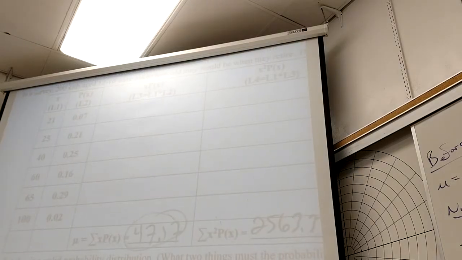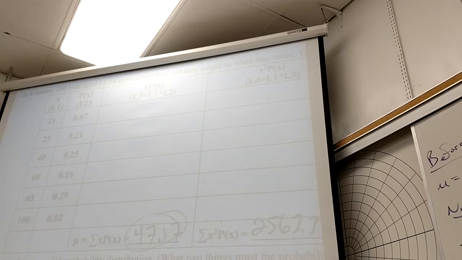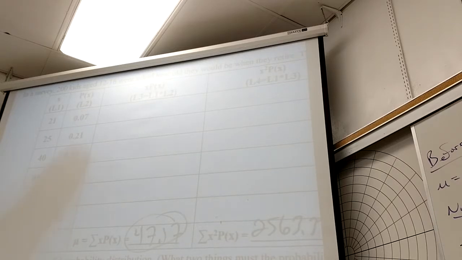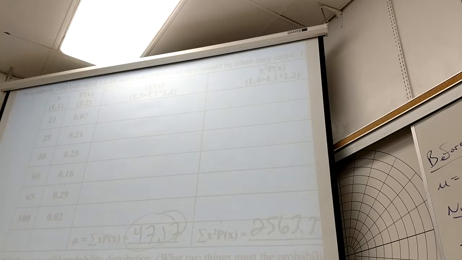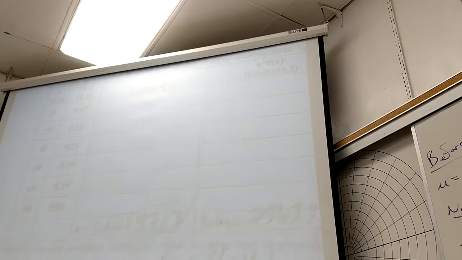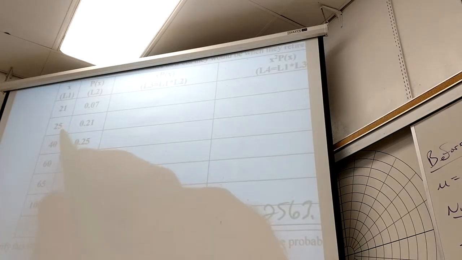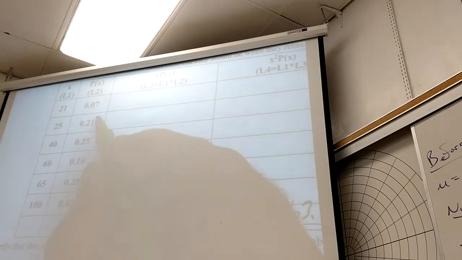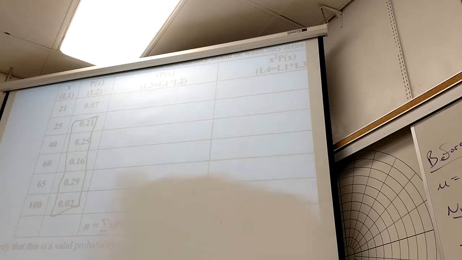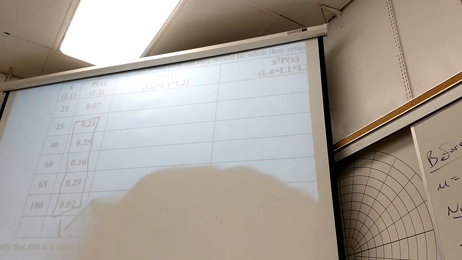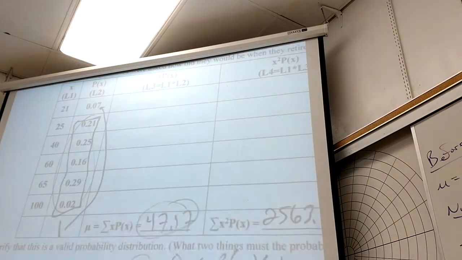Now here, let me ask you real quick, what's the probability of somebody who thinks they'll be 100 when they retire? 2%, yeah, 0.02. All right, so these are the probabilities here again. Now there's two ways to answer this question. There will be at least 25, so that means 25 or more. So you can add all of these up, right? And that's fine. But since these all add up to 1, you could do 1 minus this, and of course it will make this.